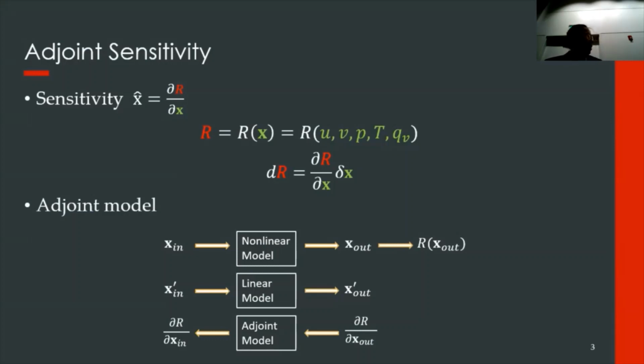We also use the adjoint model, where you transpose the forward linear model, and it uses the final time adjoint sensitivity as the input and integrates it backward, as you can see at the final line here, and it gives you the sensitivity at each previous time step.